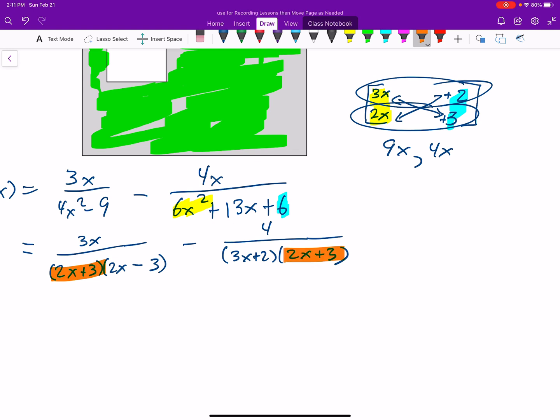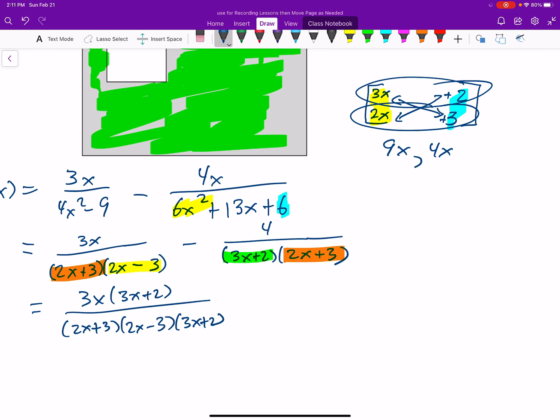So when I want to get a common denominator, I don't need to duplicate that 2x plus 3. It's already there. I just need to multiply the top and bottom of the second fraction by 2x minus 3, and the top and bottom of the first fraction by 3x plus 2. So let's do that. That means I'm going to do 3x times 3x plus 2 over 2x plus 3 times 2x minus 3 times 3x plus 2.